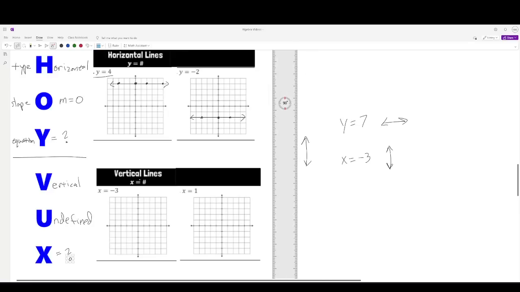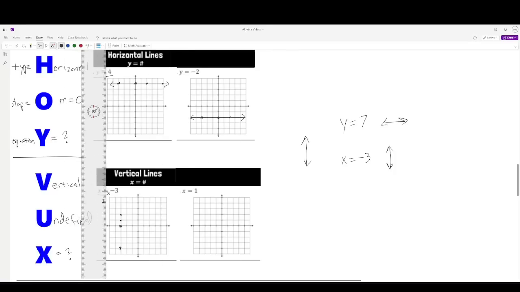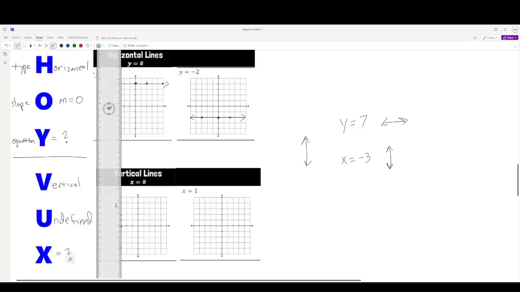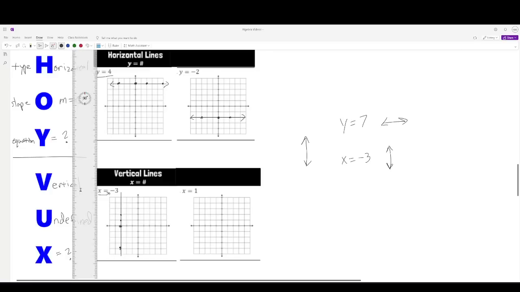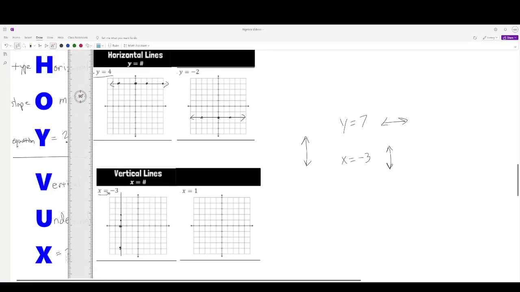Good. Okay, so x equals -3. Similarly to what I did above, I would say, where are all of the points where x is -3? So I have (-3, 0), (-3, 1), (-3, 2), (-3, -4). So it's all of these along this vertical line. Then I would take my ruler, right about there, and make my line. And arrows.